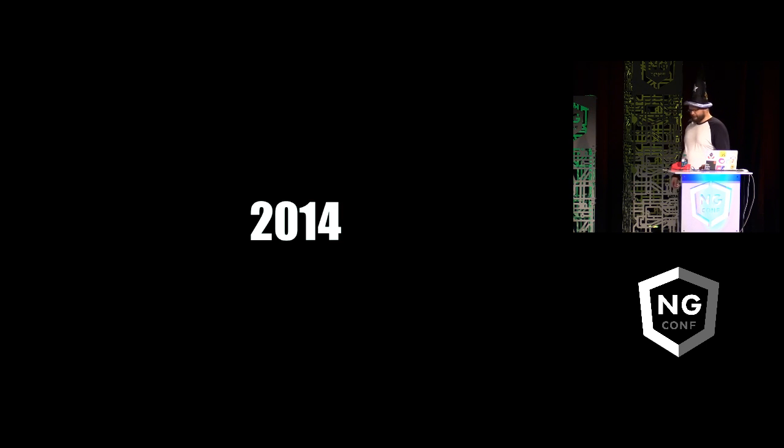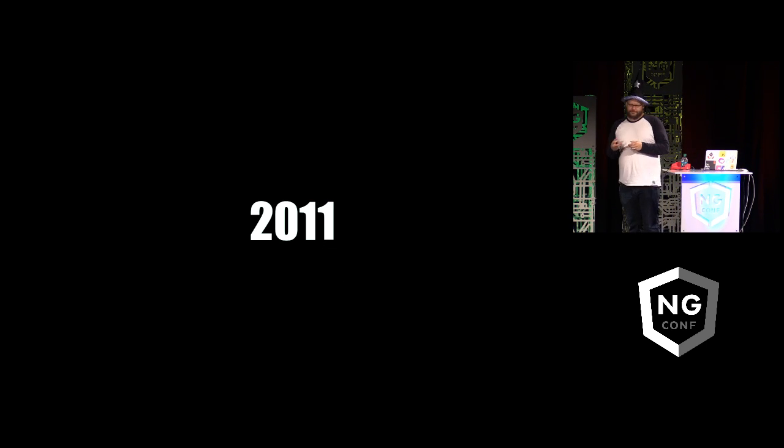When Netflix really started this, they had 5 or 6 different languages where they were going about trying to solve asynchronous problems in different ways.